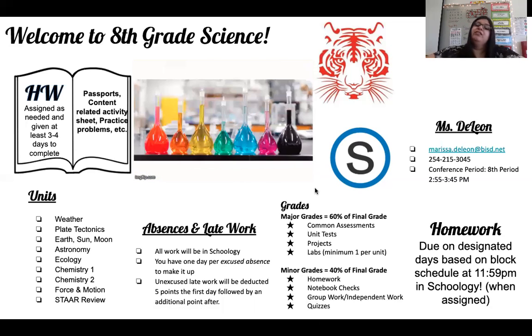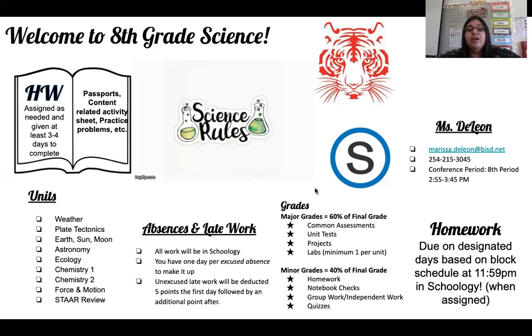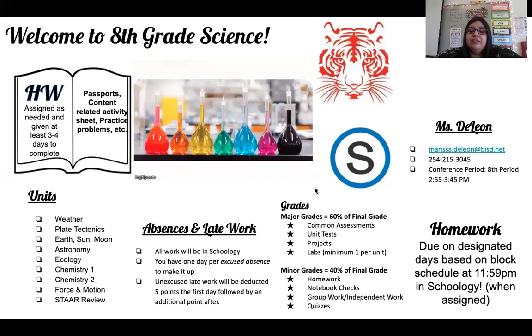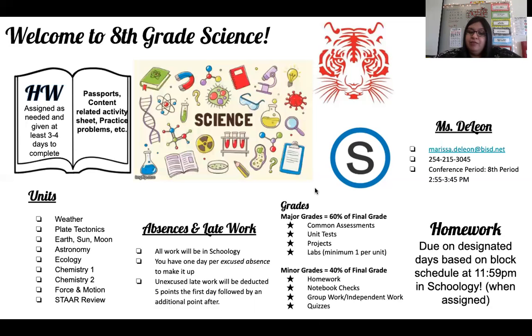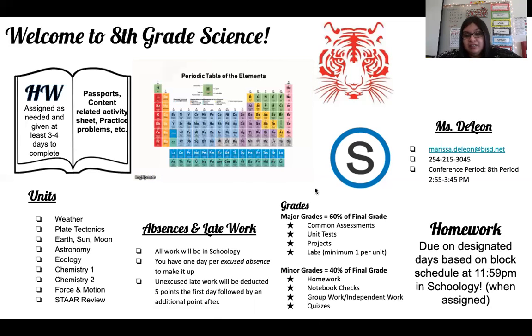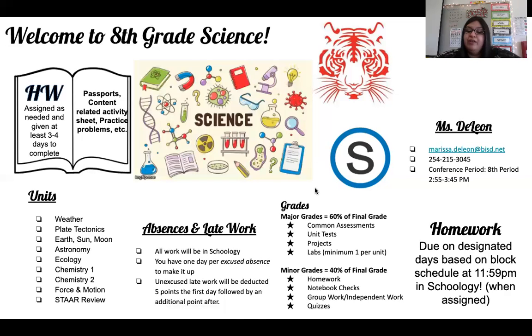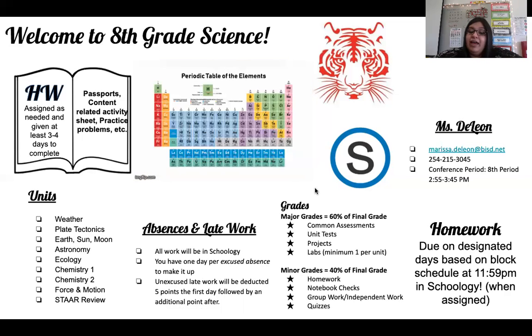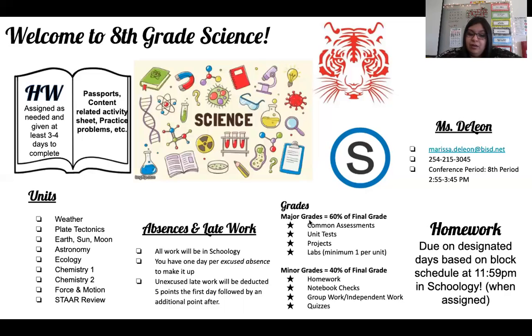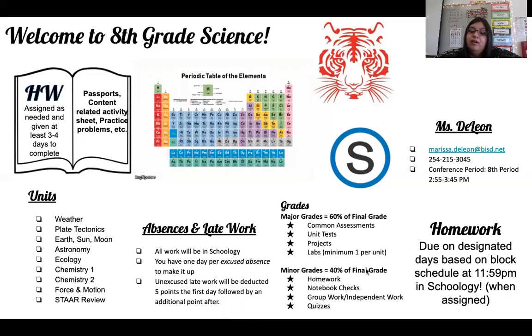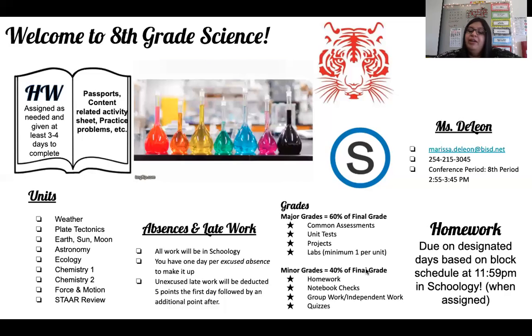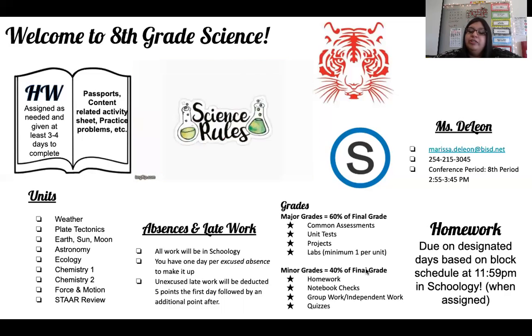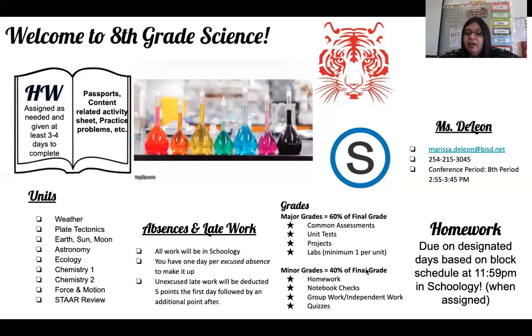Now for grades, we have major grades and minor grades. For our major grades, it's 60% of the final grade. And this is made up of our common assessments, any unit tests, bigger projects that we have, as well as labs. Our minor grades equal 40% of their final grade. And then the minor grades are made up of homework, notebook checks, group work, independent work, and quizzes.